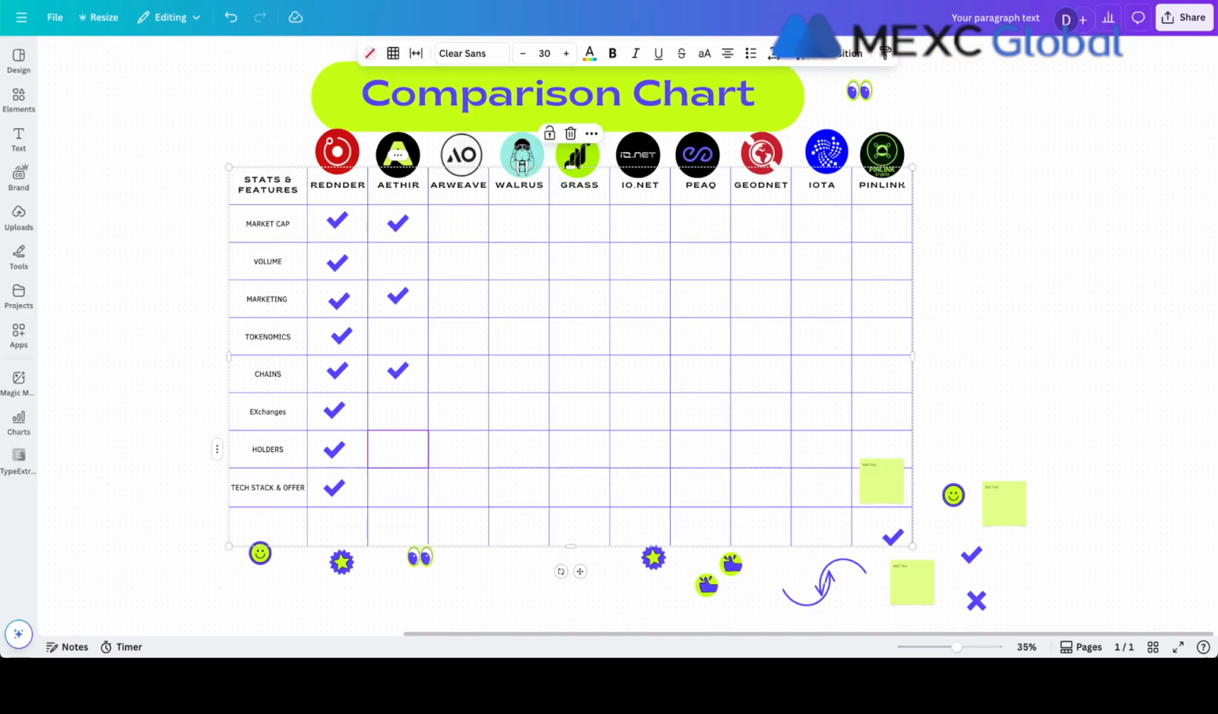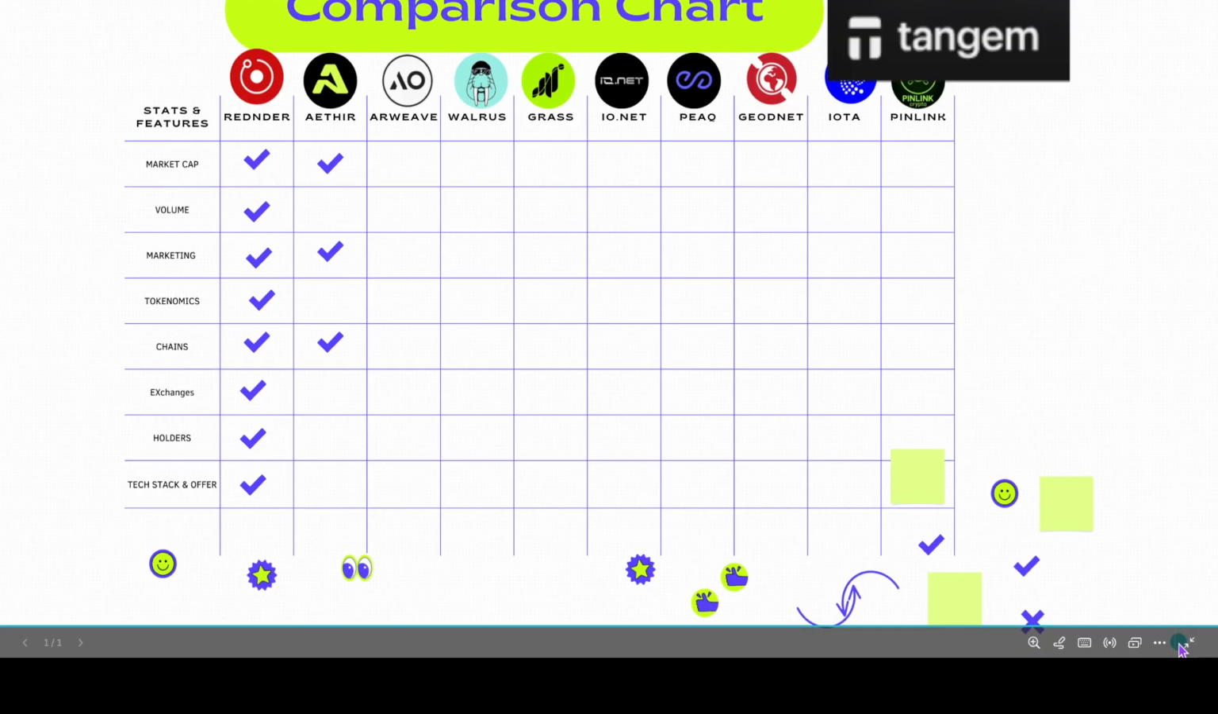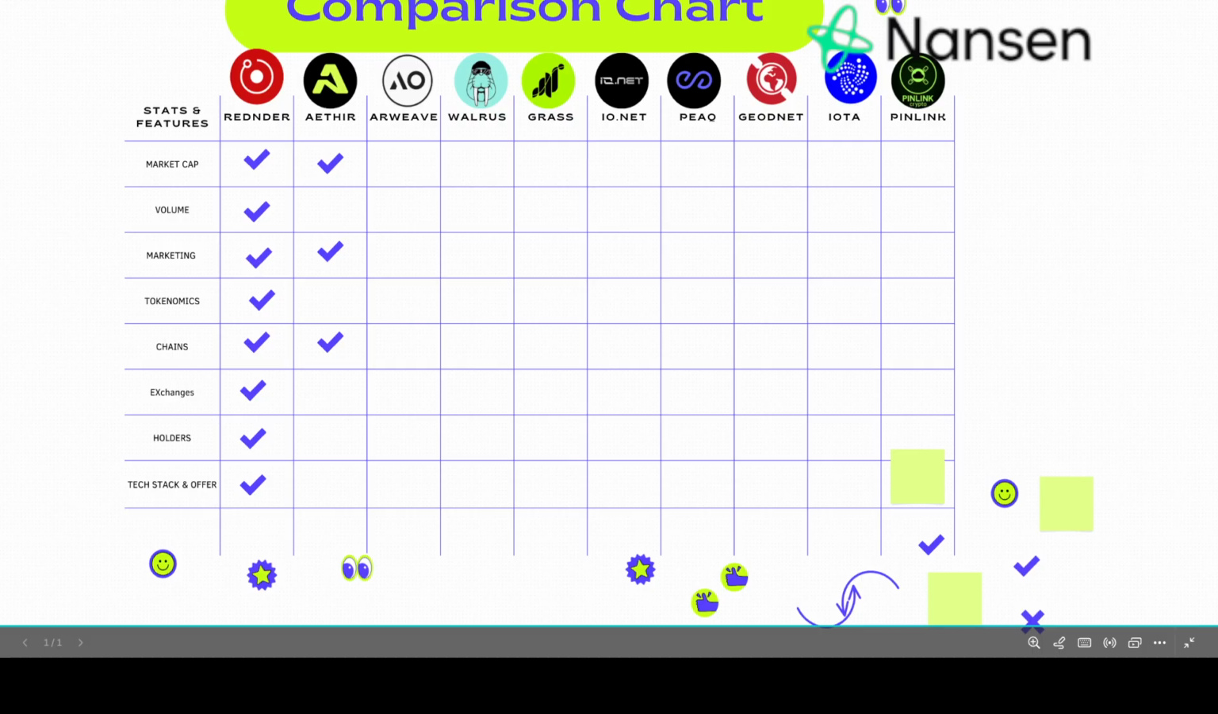So my thinking is, when I'm doing this as an investor, I want to be able to balance between risk and reward. So some of the categories I use is market cap. How strong is the market cap? What is the volume saying? What's marketing doing? What are the tokenomics? How many chains are they on? How many exchanges and what type of exchanges? How many holders? And what is the tech stack or the offer that they have for me?